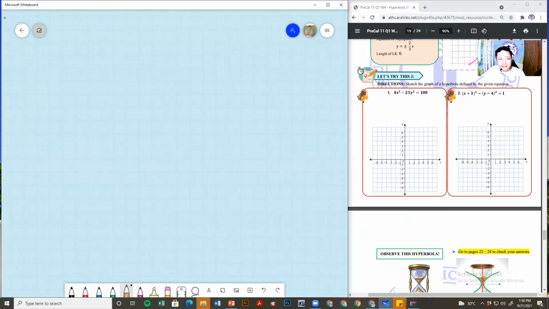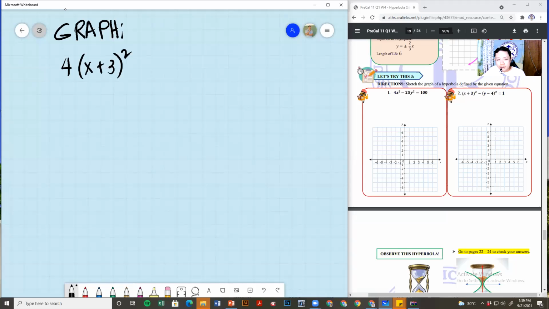So we have, graph this. We have 4 times the quantity of x plus 3 squared minus, if that's minus, it's very clear that's already a hyperbola, minus 25 times the quantity of y minus 4 squared is equal to 100. Combining our, let's try this number 3 examples, 1 and 2.